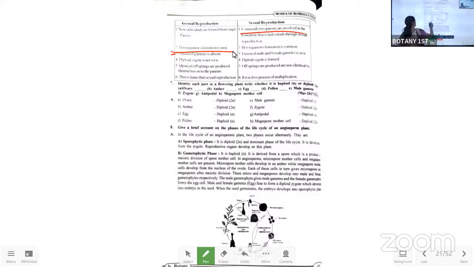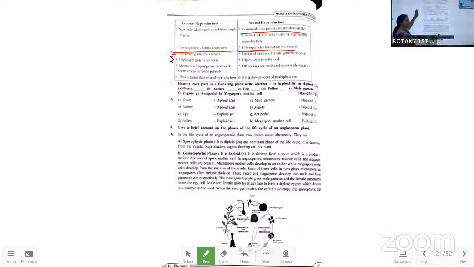In sexual reproduction, heterogametic formation is common, and in some plants homogametes are also formed, for example Cladophora. Gamete formation is not seen in asexual reproduction, but is seen in sexual reproduction. In asexual reproduction, gametic fusion never occurs, and in sexual reproduction, gametic fusion occurs between the male and female gametes. A diploid zygote is not formed in asexual reproduction, but is formed during sexual reproduction.